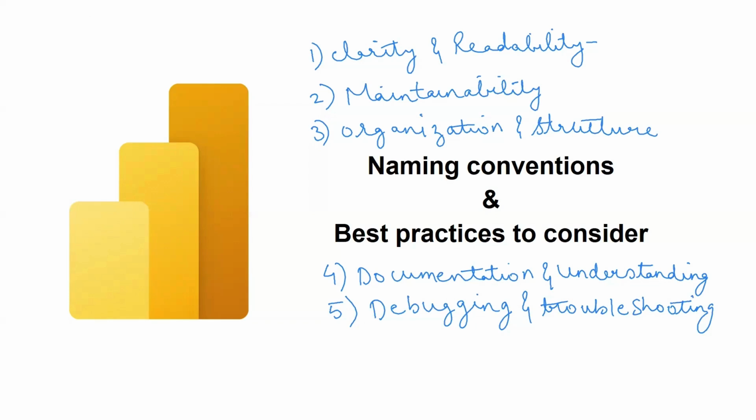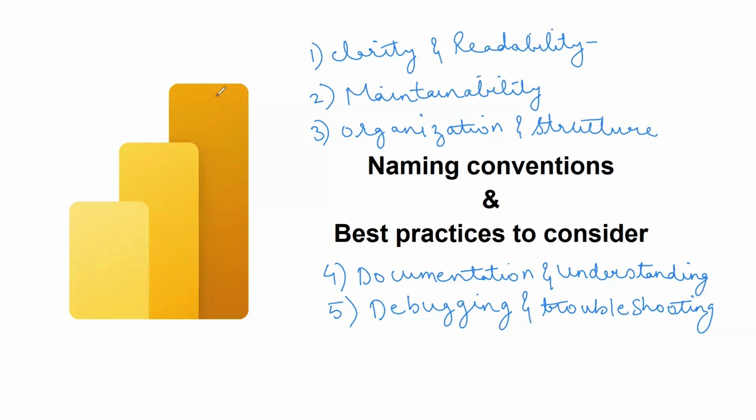The next one is debugging and troubleshooting. Clear and consistent naming conventions aid in debugging and troubleshooting efforts. When encountering errors or unexpected behaviors, descriptive names help you quickly identify the relevant components and understand their role in the data transformation process. This streamlines the debugging process, accelerates issue resolution, and minimizes downtime.